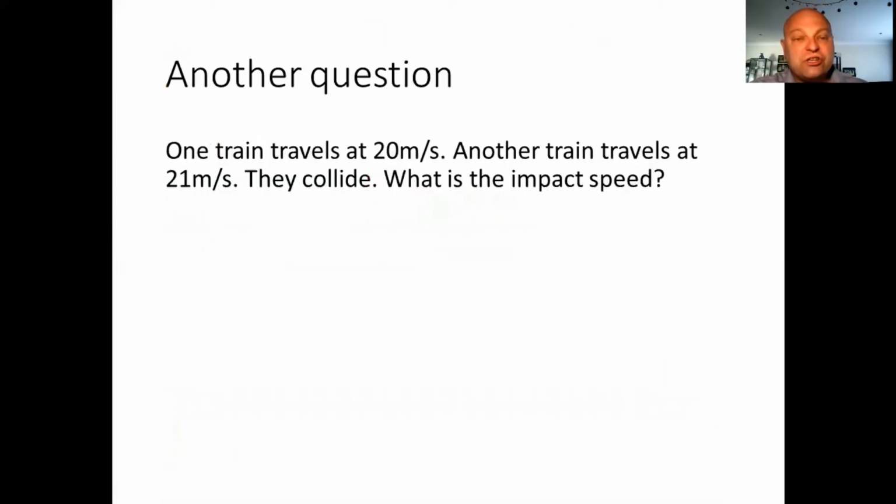Let's have a look at another question, similar sort of idea. So one train travels at 20 meters per second, another train travels at 21 meters per second. They collide. What is the impact speed? So have a go at doing this problem on your piece of paper in front of you. Pause the video and I'll go through the correct answer in a moment.